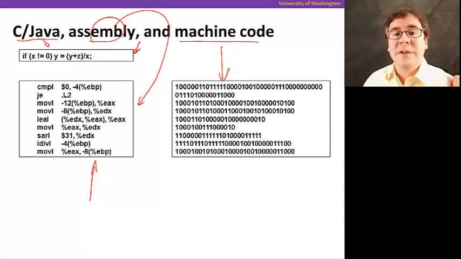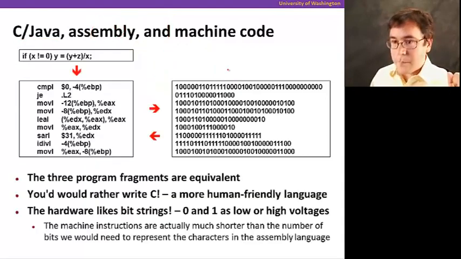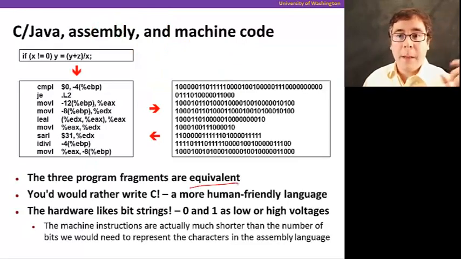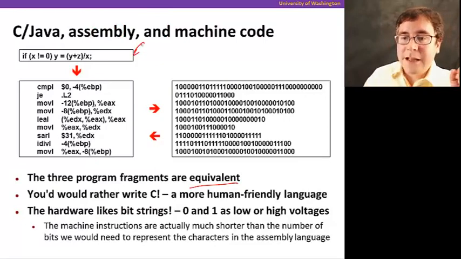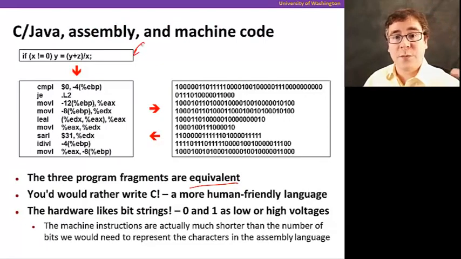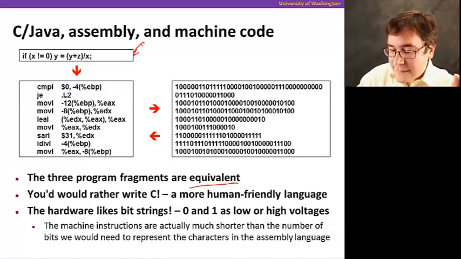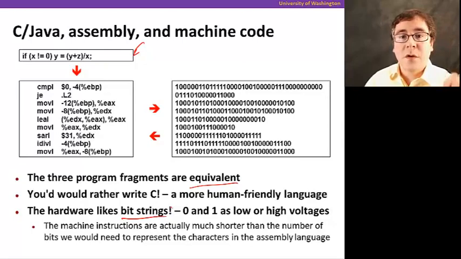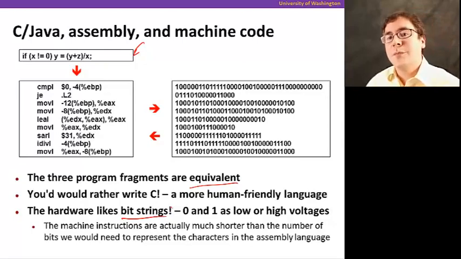So what do these three pieces of code have in common? All of them do exactly the same thing. They're equivalent. But you'd rather write in the high-level language because it's much more natural and human friendly. As I said before, the hardware likes bit strings, zeros and ones. A digital computer likes them because they are very easy to represent with electronic circuits: zero is a low voltage and one can be represented as a high voltage.